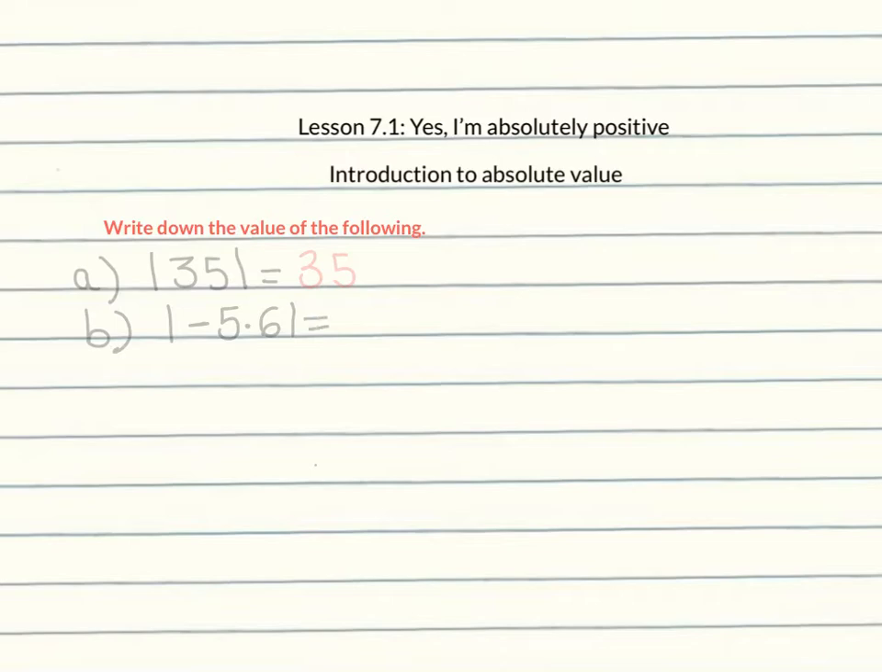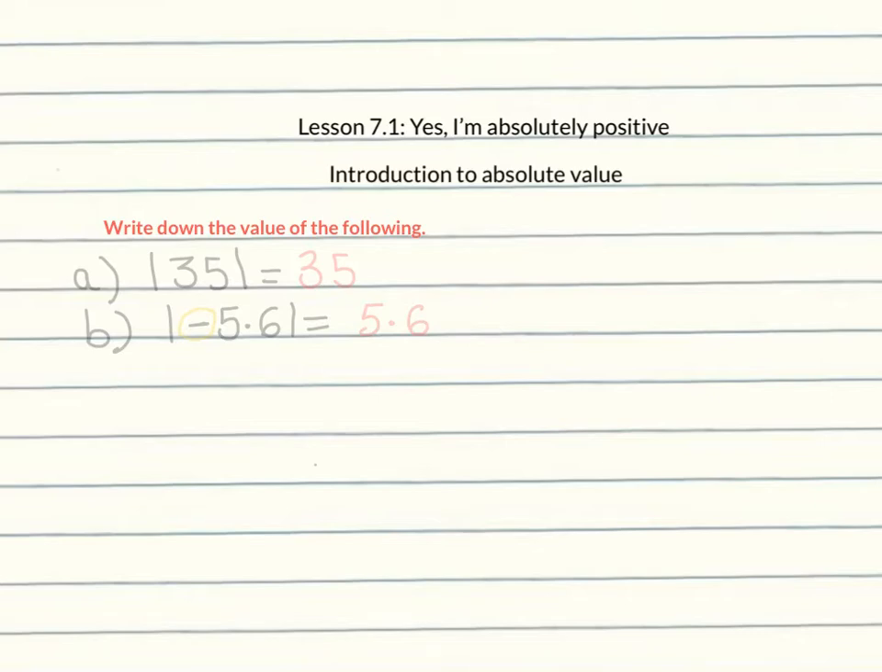5.6. As you can see here, we have a negative sign inside the absolute value signs. So we're not allowed to keep it. What comes out is a positive value. So the negative sign should not come out, and a positive value should come out. That's a 5.6. As you can see here, we no longer write the absolute value signs. They are removed in our final answer.